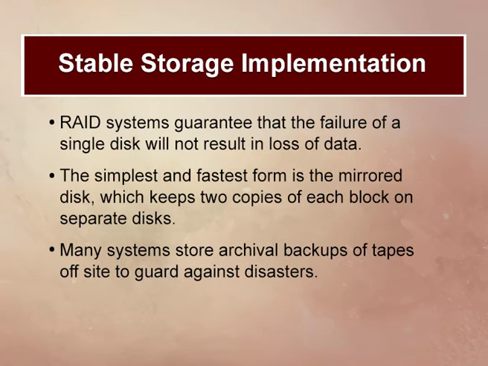Then there is a kind of storage called stable storage implementation. This can be done using RAID systems. RAID systems guarantee that the failure of a single disk will not result in loss of data, and they are the simplest and fastest form. This is the mirror disk: whatever the disk the DBMS is contained on, the same image is maintained on another disk called the mirror disk in RAID, which keeps two copies of each block on separate disks, one on the permanent DBMS disk and the other on the RAID system.